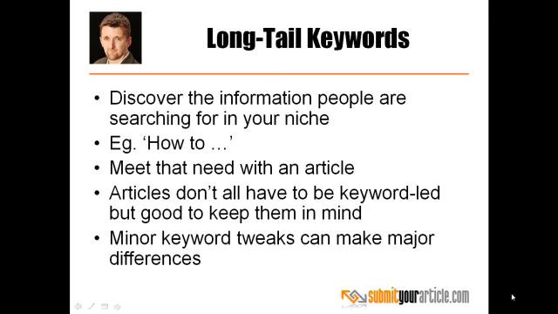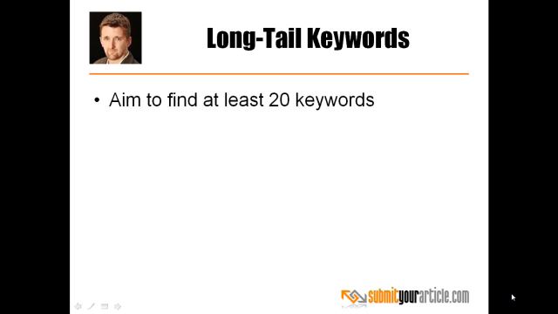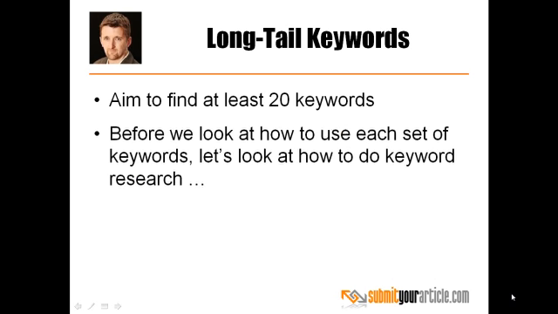Sometimes, in fact, a minor tweak in a keyword in an article you were going to write about anyway can make all the difference. For example, tens of searches a month versus hundreds of searches a month, and often the competition levels will be similar, despite the huge differences in potential traffic. In doing your research for long-tail keywords, you are generally looking to find at least 20 such keywords.